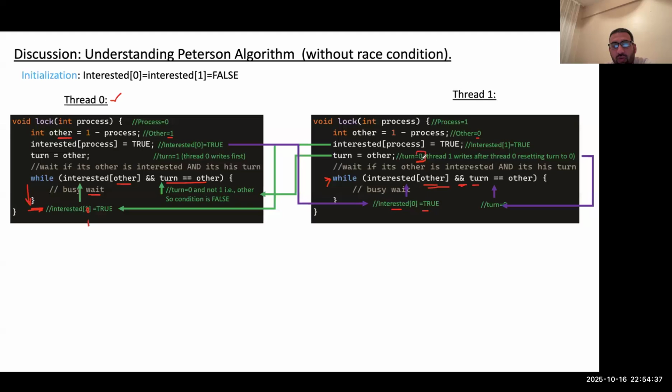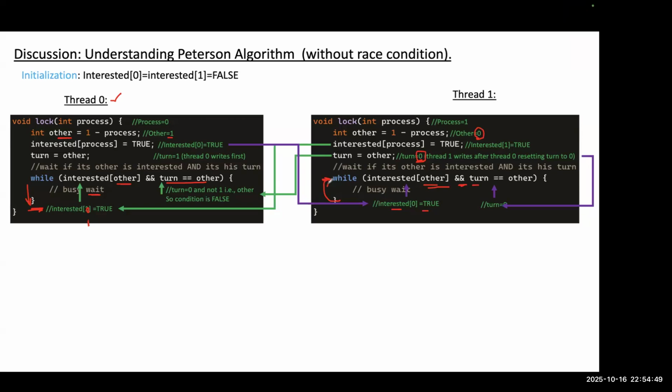Remember, the final value of turn was 0 and other is also 0. So the condition is true. If the condition is true, what will happen? We will be in this infinite while loop, right? So it starts waiting because it cannot continue. Basically, the main idea of Peterson's algorithm is that every thread first asks the other thread to go ahead. It gives the chance to the other thread to go ahead if it can, right?